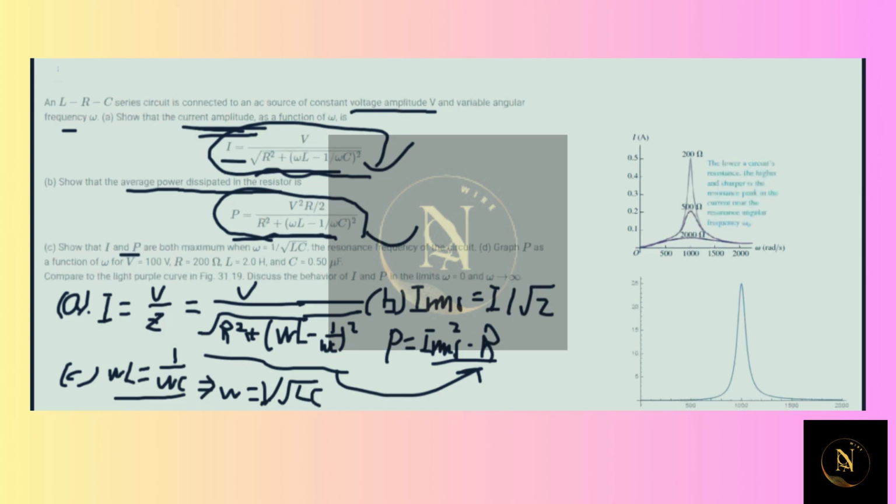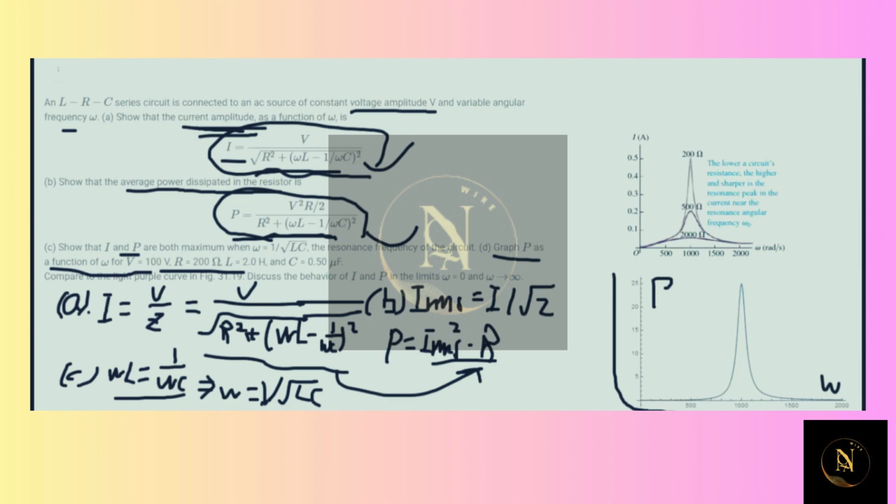And for part D, we want to graph P as a function of omega, by using these parameters. I've already shown the drawing here. So this is the drawing, and the x coordinate is omega, and y is simply the value for P.